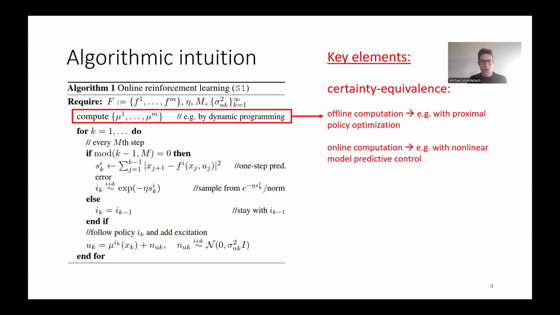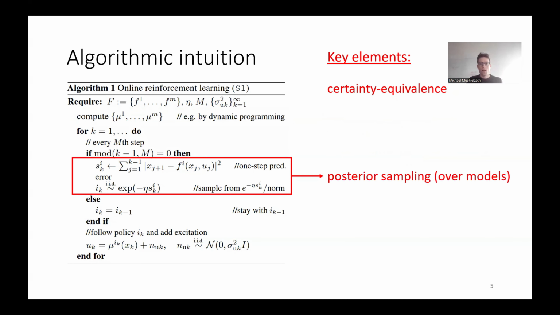Here's the algorithmic overview. We analyzed a variant of posterior sampling reinforcement learning, and there's three key elements to our decision-making strategy. The first one is certainty equivalence. For each model in the class, we compute a certainty equivalent feedback controller. This can be done offline in simulation, for example, with proximal policy optimization. It can also be done online, for example, with nonlinear model predictive control.